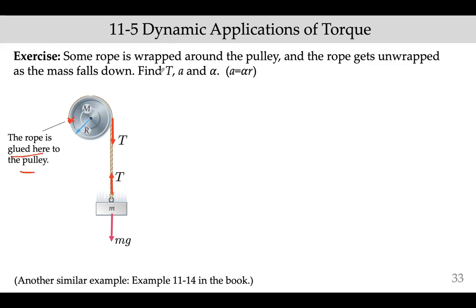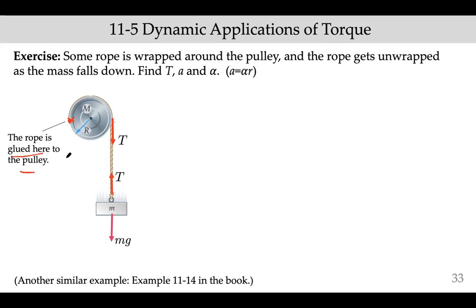Okay, the question is now to find the tension, the linear acceleration of this mass, and also the angular acceleration of this pulley. First of all, let's show the forces. On this object, the block, there is an mg down and there's a tension force. And what is the force that makes this pulley rotate? Well, it's again the tension force. It will create some torque and it will rotate the pulley.